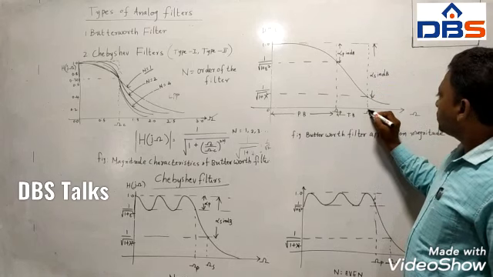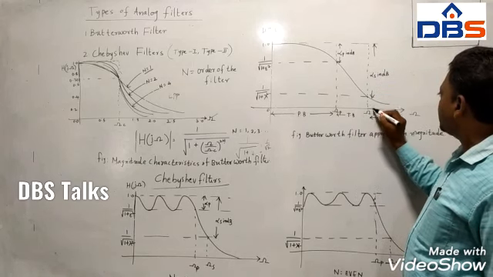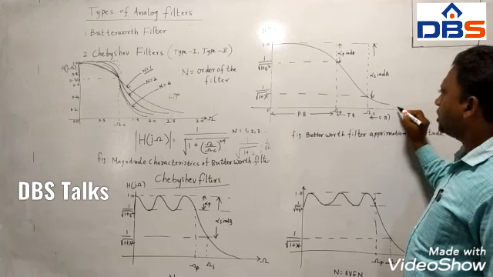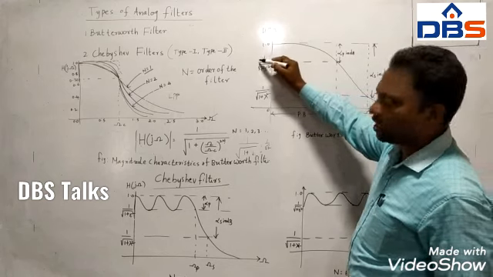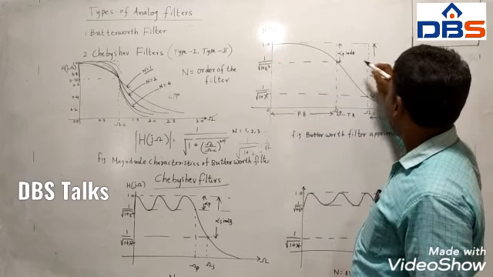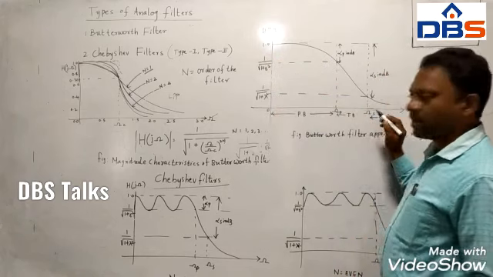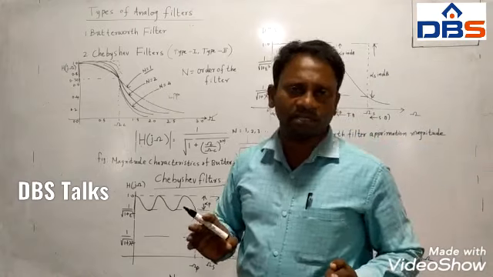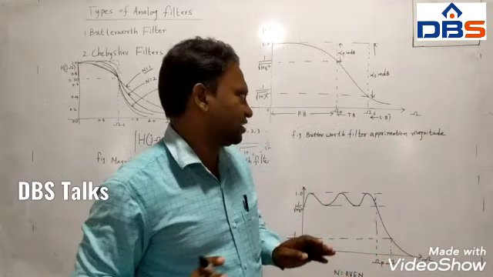After that, from omega s onward, this entire thing is a stopband. From here to here, it is a stopband. So therefore, these parameters are 1 by under root 1 plus epsilon square, 1 by under root 1 plus lambda square, alpha p, alpha s, omega p, omega s. These are the 6 design parameters in designing the analog filters.